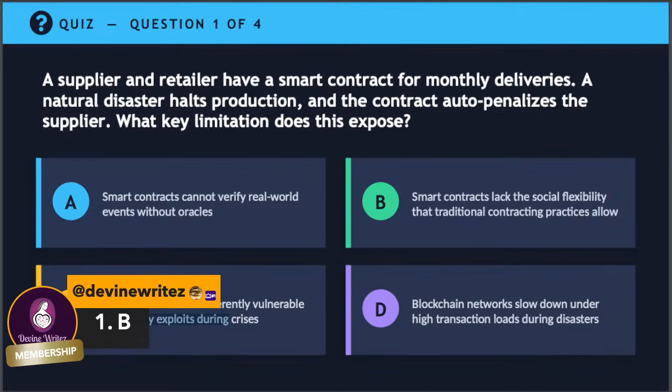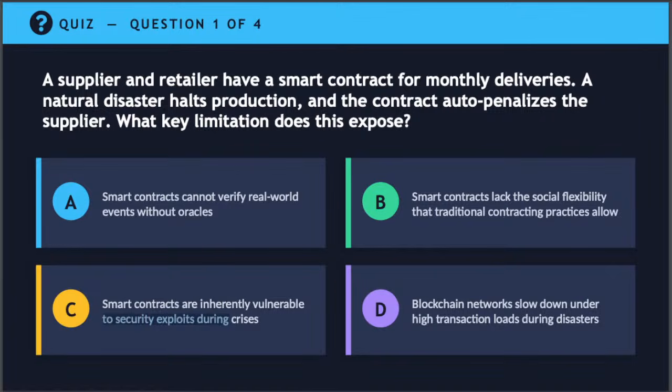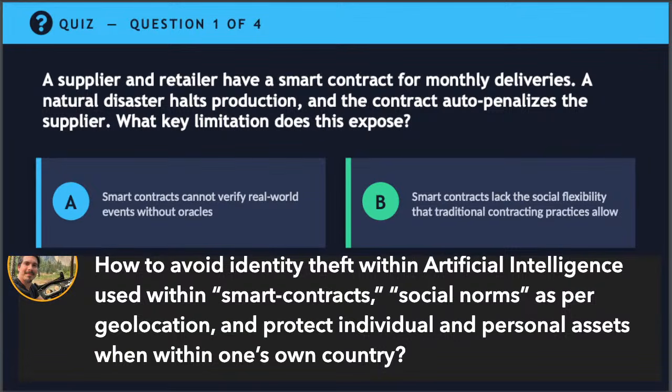Debonaridez says 1, capital B. Okay, we have one for 1B. That's a good answer. Let me just quickly, briefly look at the chat here. Carlos says here, how to avoid identity theft within artificial.